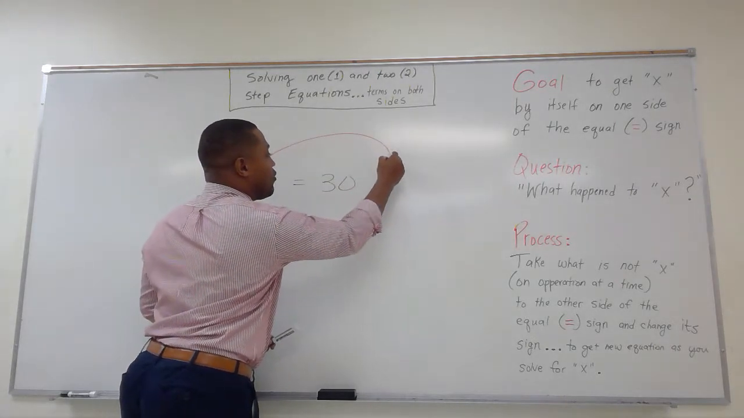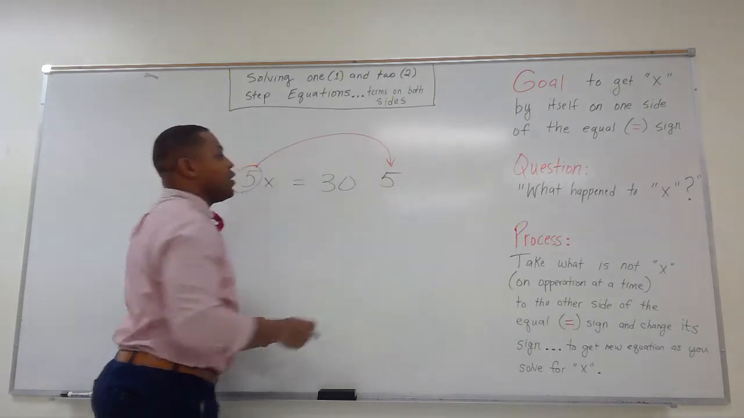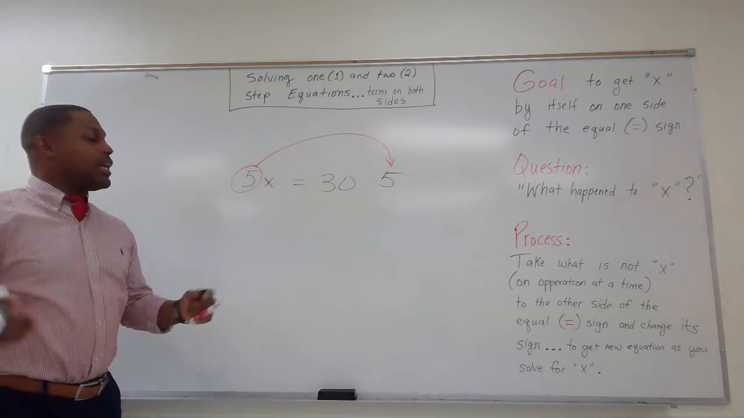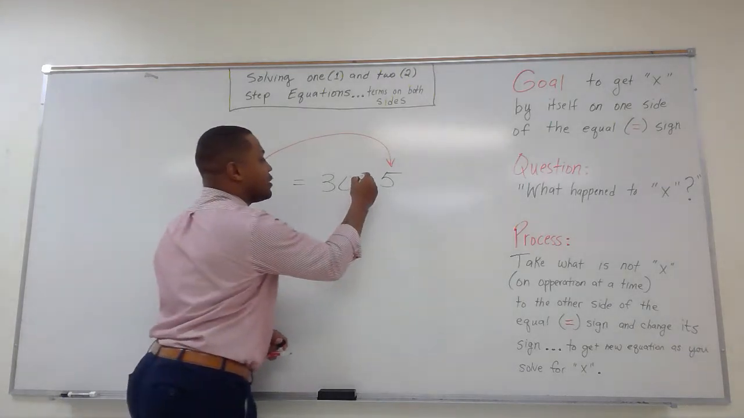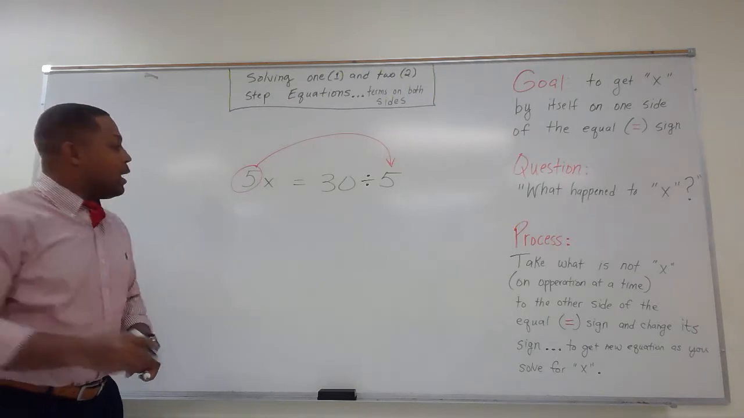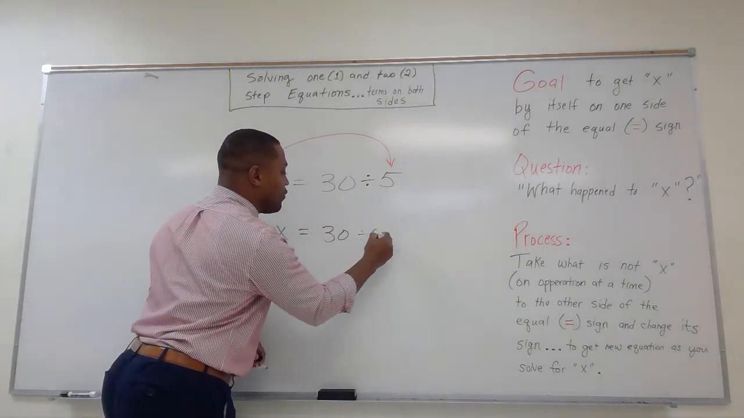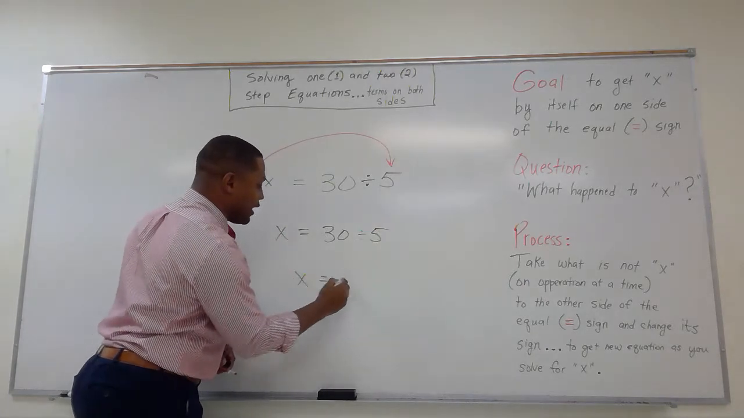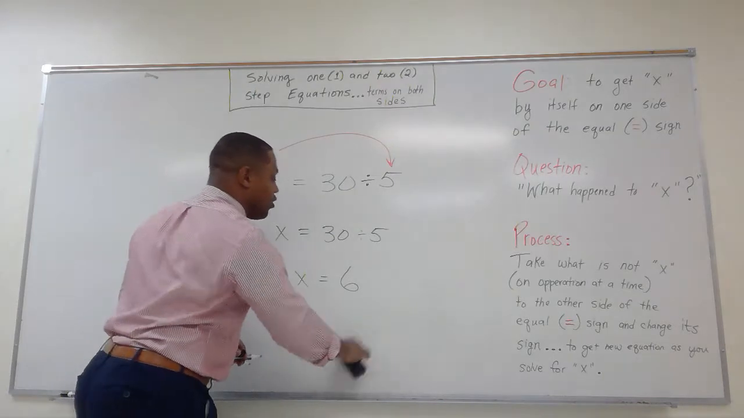So I'm going to take this 5 over here. Okay? But remember, if I go to the other side of the equal sign, the sign must change. So this is 5 times x. So now I'm going to have a division symbol. My new equation is x equals 30 divided by 5. Okay, x equals 6. All right, moving right along.